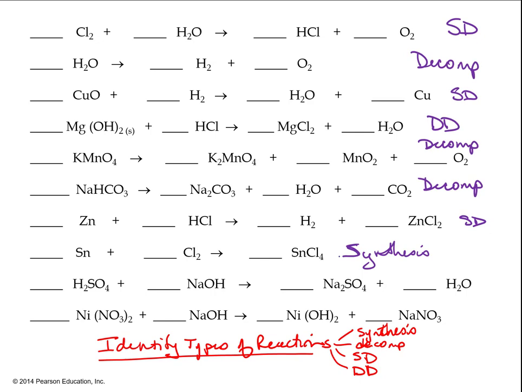H2SO4 plus NaOH making Na2SO4 and H2O. How many reactants, how many products? Two of each. You know it's an exchange, so this is a single or a double. This is a double. And so is the last one, Ni(NO3)2 plus NaOH. I have two reactants making Ni(OH)2 and NaNO3. I have two making two, so I know it's a displacement type. Two compounds making two different compounds, so this is that double.